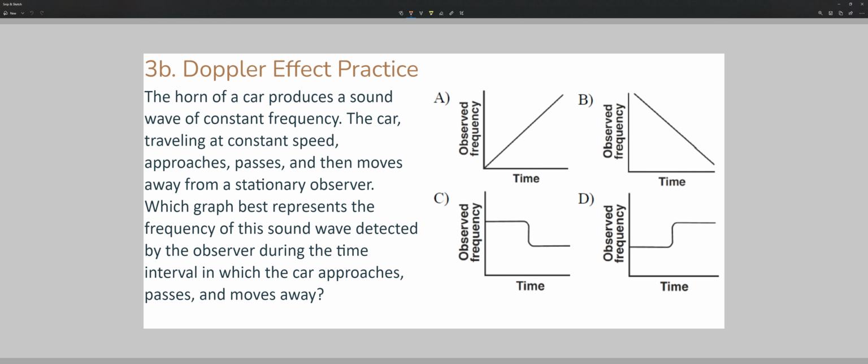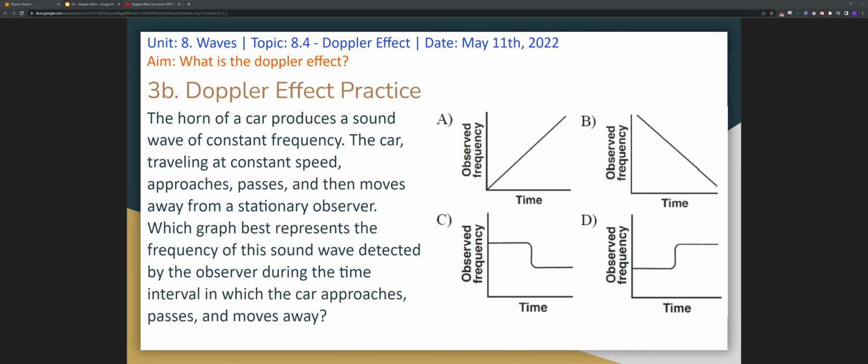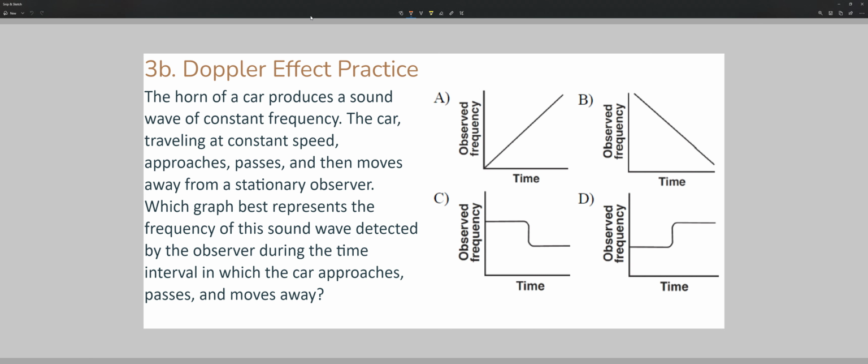Now you'll have to realize that it's approaching, passes, and moves away. This is very important. If you're approaching, you have a high frequency. Once you move away, you have a lower frequency, which means that A and D cannot be correct, because you're moving from a high to a lower frequency. So you're left with B and C.